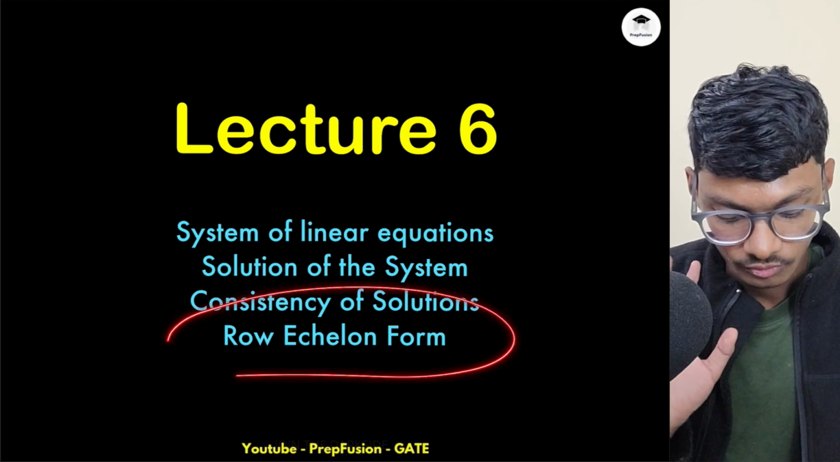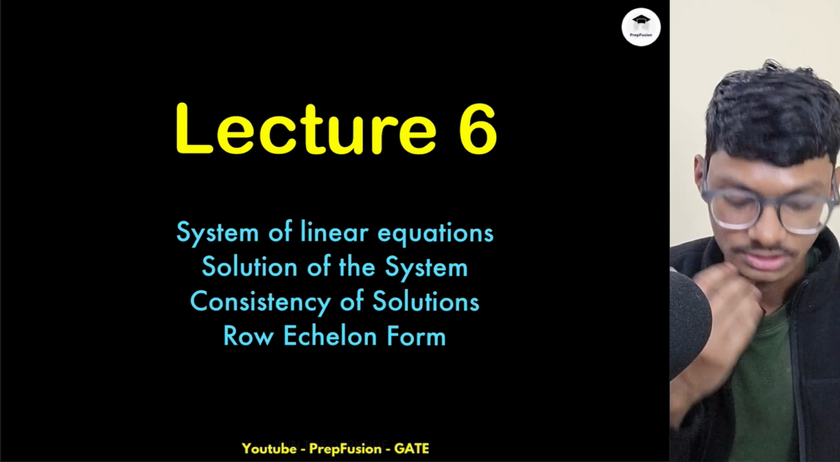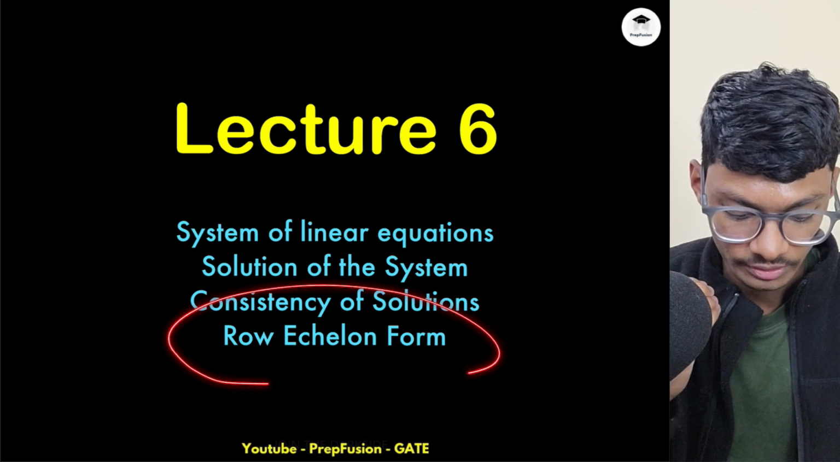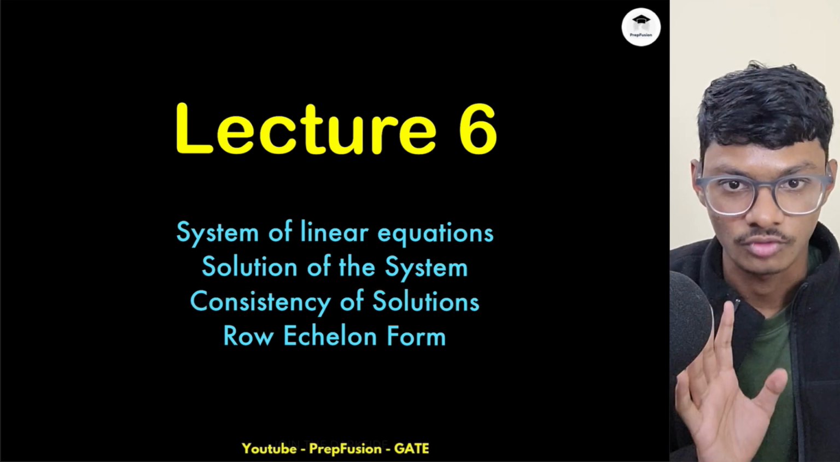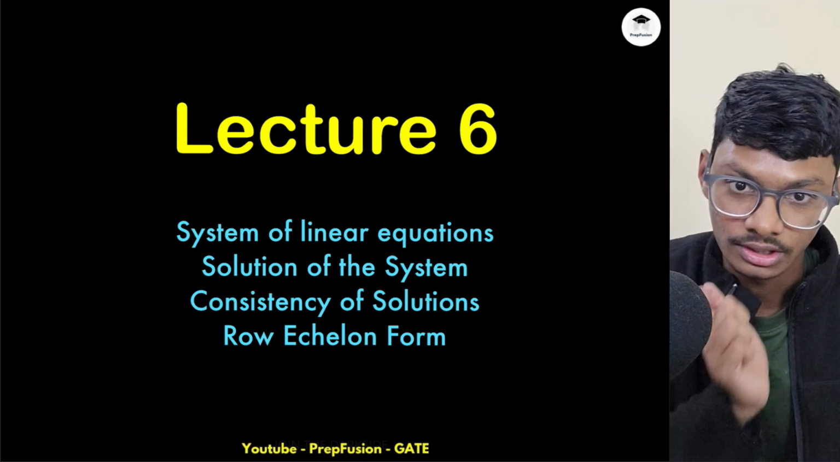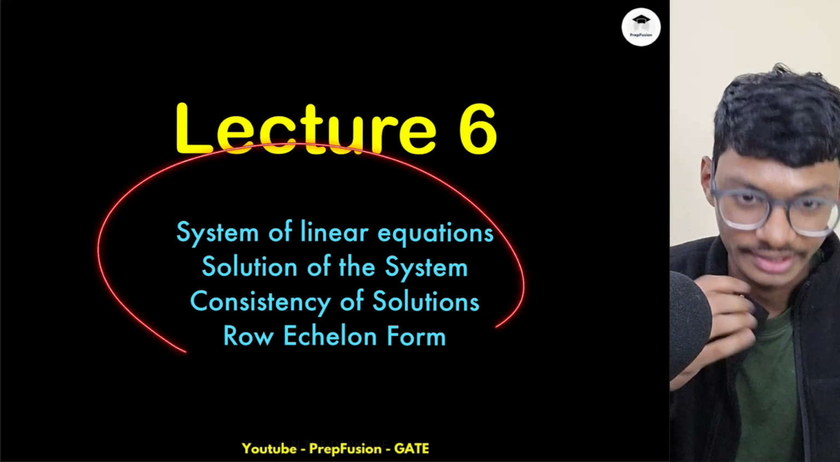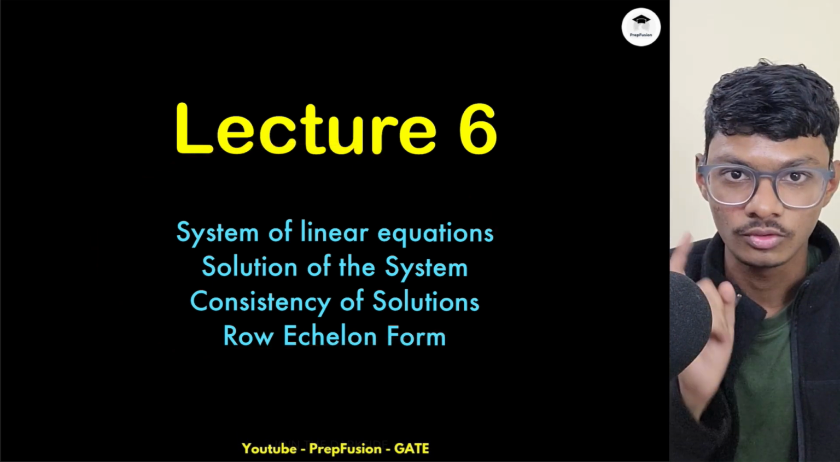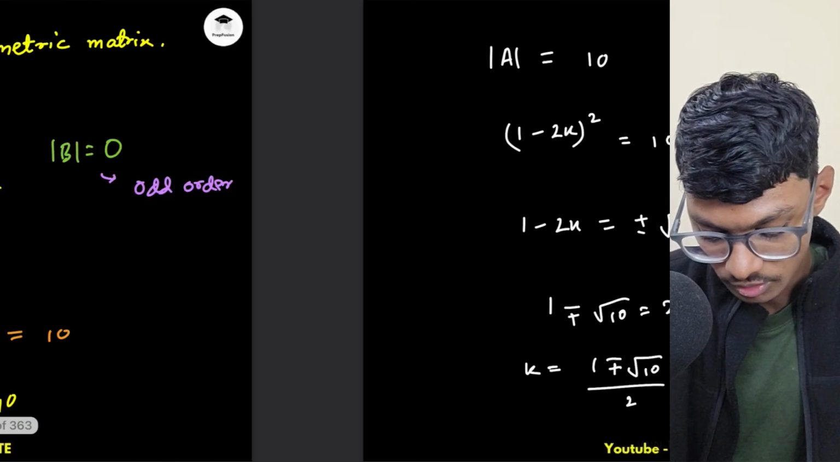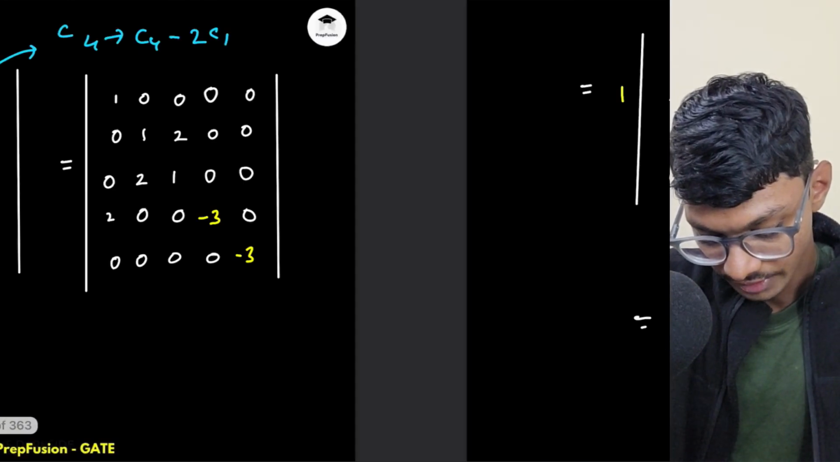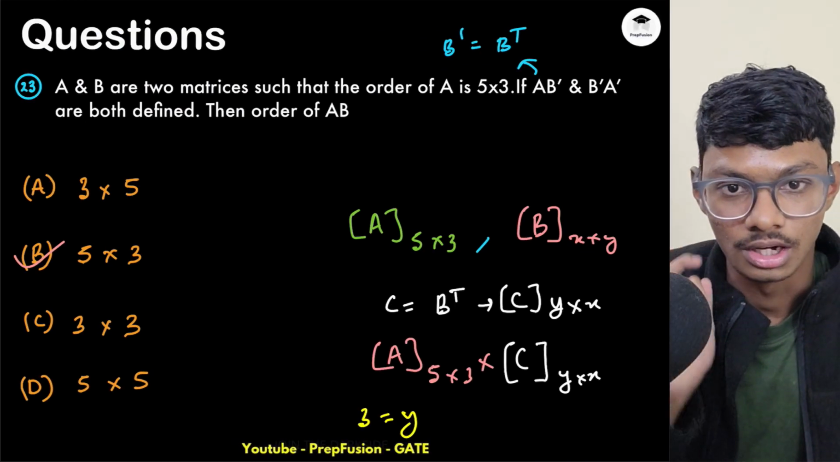Then we'll understand the row echelon form. What does row echelon form mean, and why do we need to convert a matrix into row echelon form? And through this we'll understand the concept of rank also. So we learn many things in this lecture, but before starting I want to go back to the previous lecture, where I was telling the properties of a Hermitian matrix.